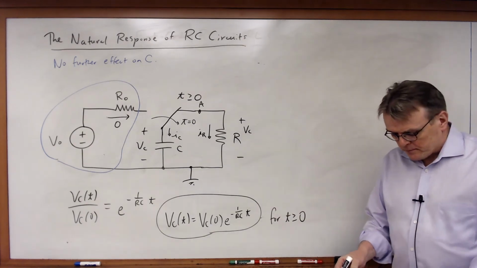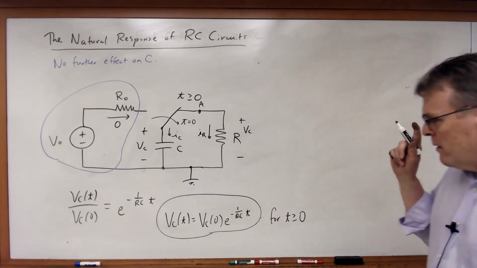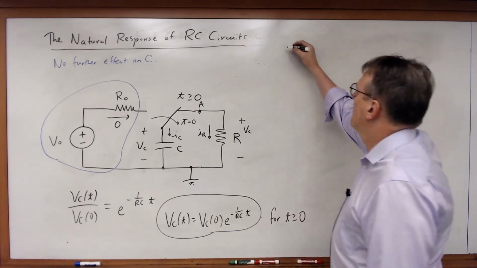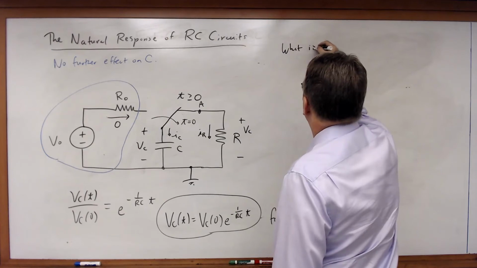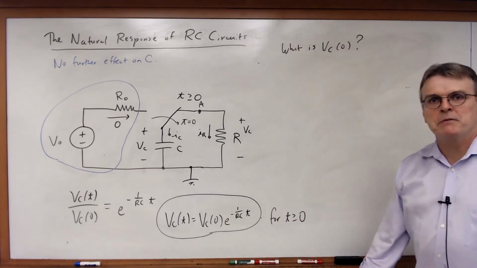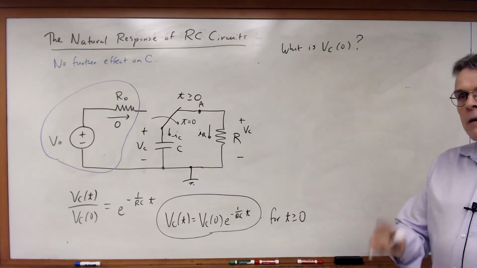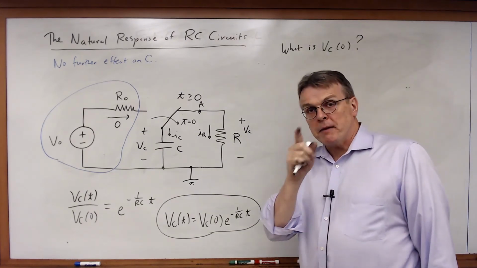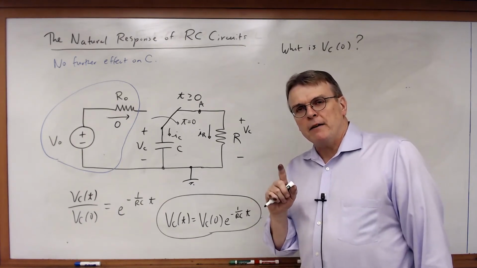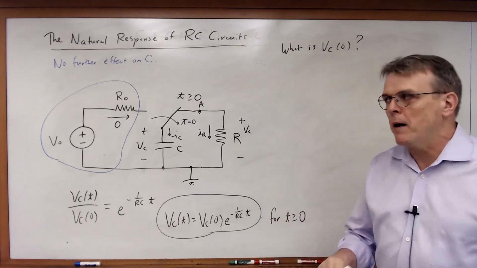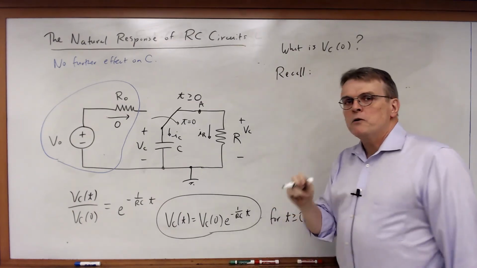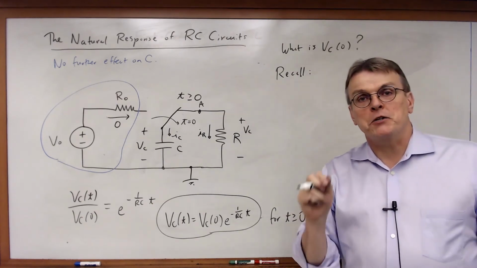Okay. Now, question, what is Vc of 0? What is the voltage across the capacitor at time t equals 0? Okay, here is where something I mentioned to you in a previous lecture comes in, the fact that capacitors have a certain property. We recall the voltage across a capacitor cannot change instantaneously.